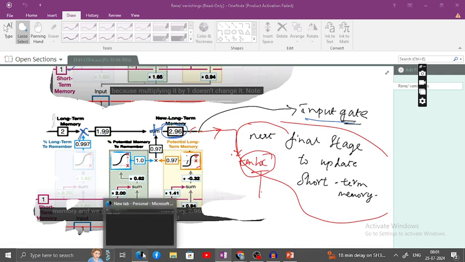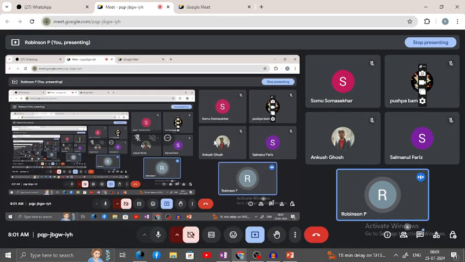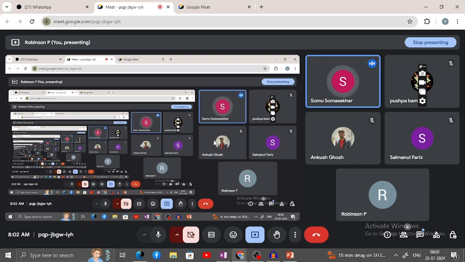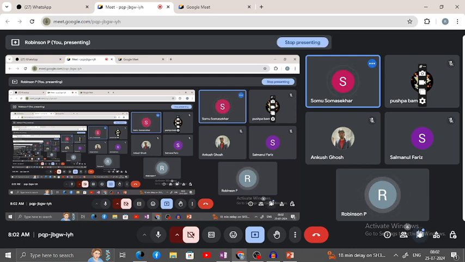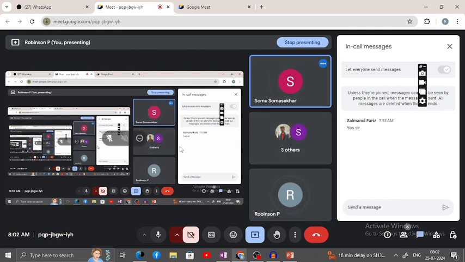Till the input gate and forget gate it is over, the final gate is the output gate. Any doubts till here? Ankush, Somsekhar, Pushpa, Salman, any doubts? Somsekhar, you are unable to hear you, man. Sir. Understood? Yes, sir.